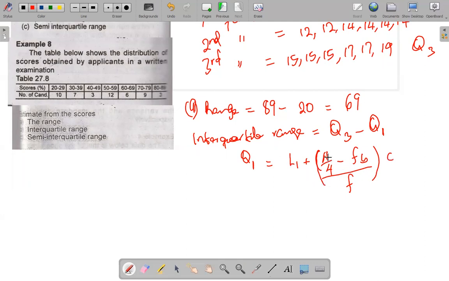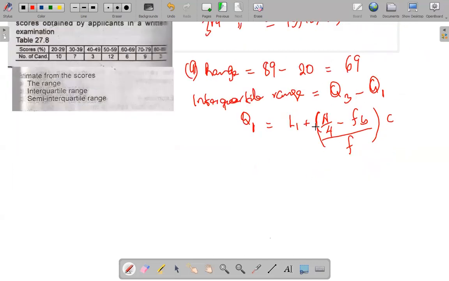What is L1? What is N? What is FB? What is F? And what is C? L1 is the lower class boundary of the quartile in question. In this case, the lower quartile, which is Q1 here. Then N is the total cumulative frequency. FB is the cumulative frequency before the quartile in question, in this case, the lower quartile. F is the frequency of the quartile, and C is the class width. So all of these, for example, L, FB, F, and C, are not in this table here. So we need to prepare a table that will reflect all of these items.